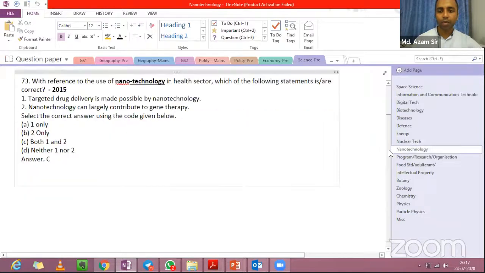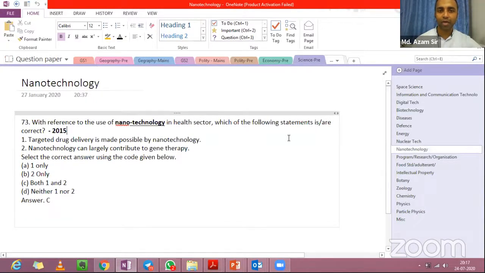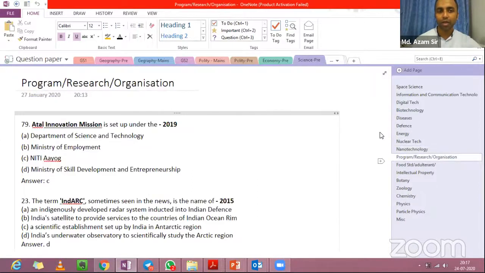Nanotechnology is important, but only one question has come so far in nanotechnology, so don't focus much on this type of question. Programs and research. Like many other countries, India also invests a good amount of money in research activities, but the amount of investment by the Indian government is not as high as that of countries like Russia, America, China or some European countries.